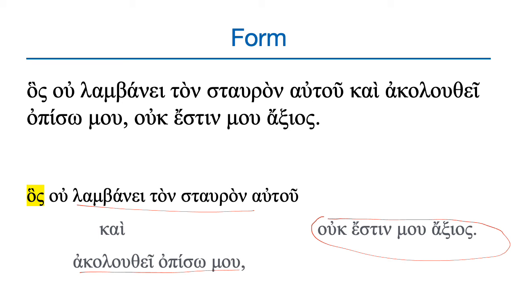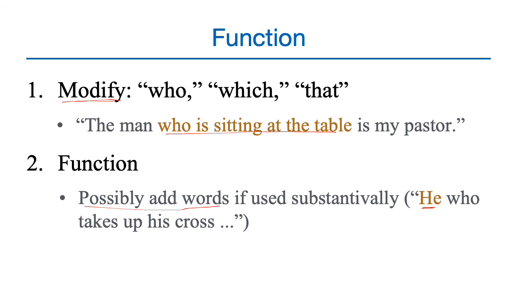Then what is the sentence? Ouk estin mou axios, is not worthy of me. The whoever here is a substantive standing in place of a noun, and it introduces the relative clause, or the dependent clause. Whoever does not take up his cross and follow after me is not worthy of me. So normally it will modify another word: who, which, that. So the man who is sitting at the table, the word who is a relative pronoun modifying the word man. The man who is sitting at the table is my pastor.